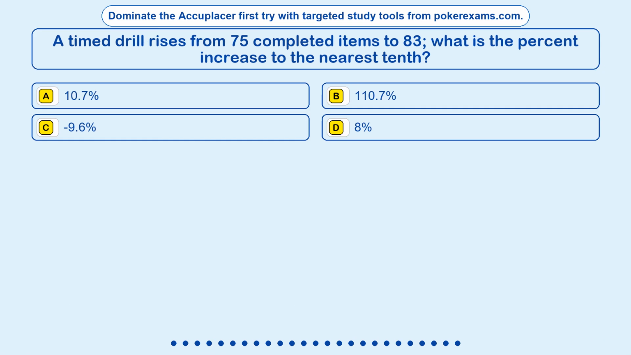Question 4. A timed drill rises from 75 completed items to 83. What is the percent increase to the nearest tenth? Option A, 10.7%. Option B, 110.7%. Option C, negative 9.6%. Option D, 8%.